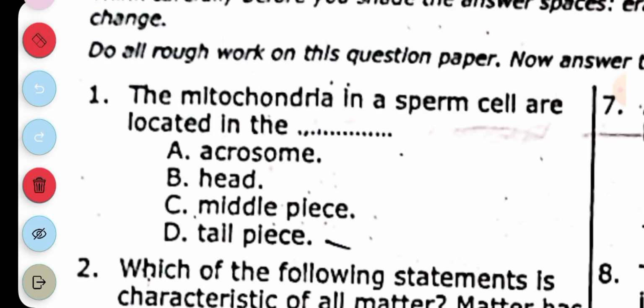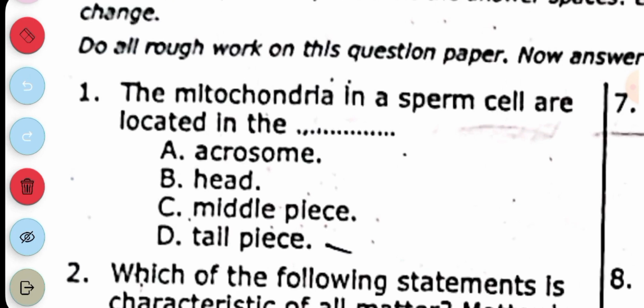So let's begin with question 1. The mitochondria in a sperm cell are located in the A. Acrosome, B. Head, C. Middle piece, D. Tailpiece. I'll give you a few seconds to answer it yourself. Then I give the answer. And the answer to this question is C. Middle piece.